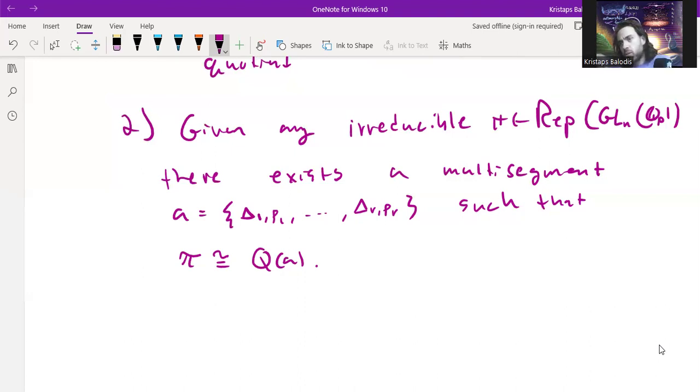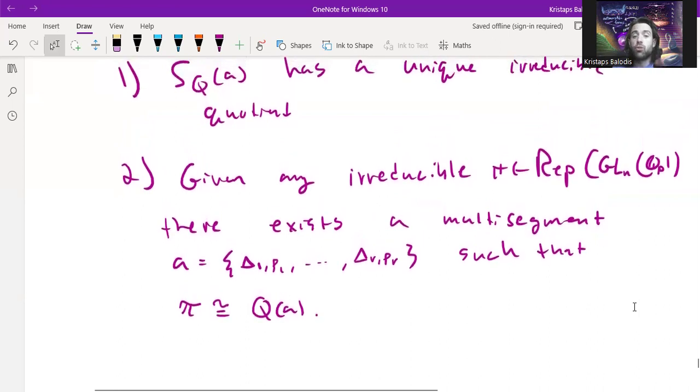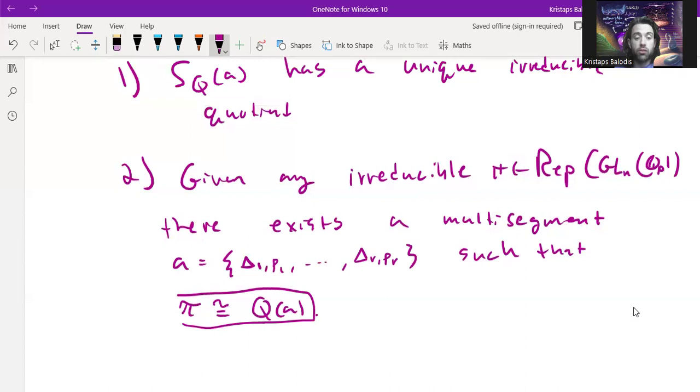I feel I went into maybe too much esoterica, and I hope I didn't lose too many people before this big kicker, because now we get to dive in and sort of dissect this. But yeah, the point is, this gives us a complete classification of the irreducible representations of GLN. Every single one of them shows up here. Given any irreducible representation of GLN, there exists a multisegment such that pi is isomorphic to this quotient determined by the multisegments.